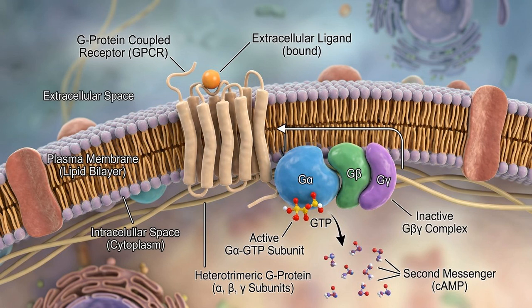For instance, when acetylcholine binds to muscarinic receptors in the heart, the G protein directly opens potassium channels. This allows potassium to leave the cell, causing hyperpolarization and slowing down the heart rate. This direct regulation allows for a very precise and fast control of cellular electrical activity.